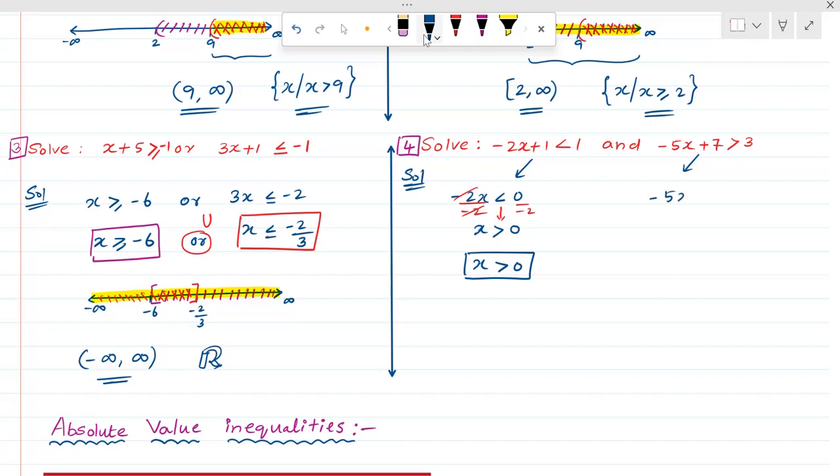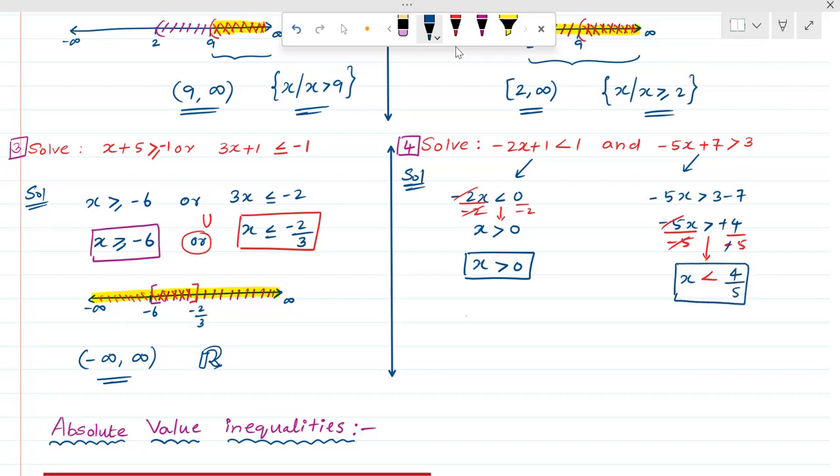Similarly, minus 5x is more than 3 minus 7. Minus 5x more than minus 4. Now I will divide here by negative 5. So when you divide by negative 5, the inequality will be changed. More than becomes less than. Minus with the minus cancel, it becomes positive 4 over 5.